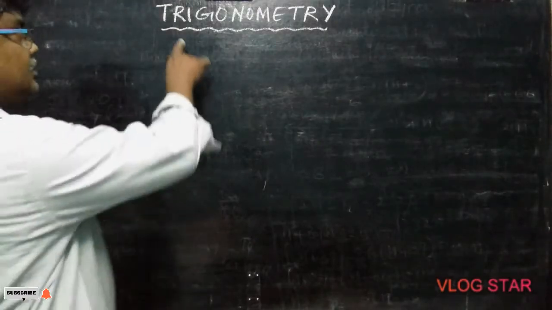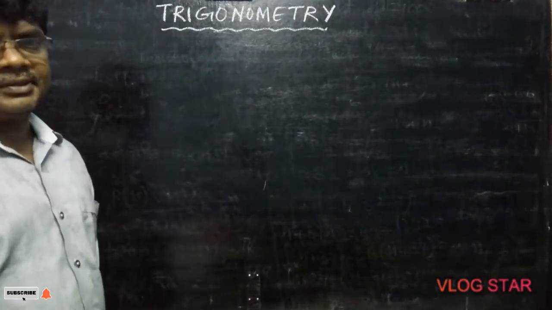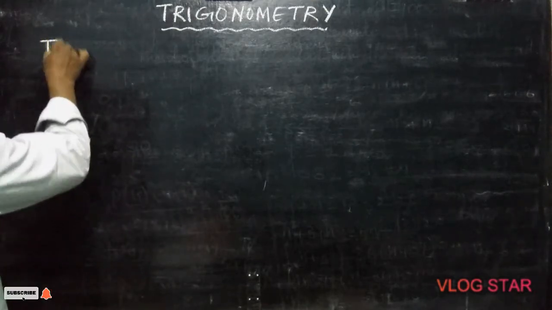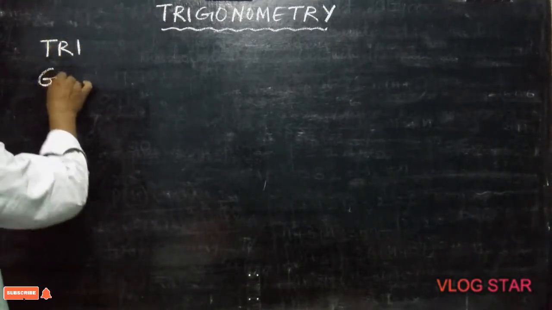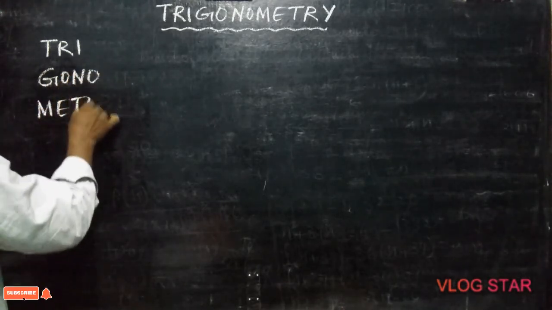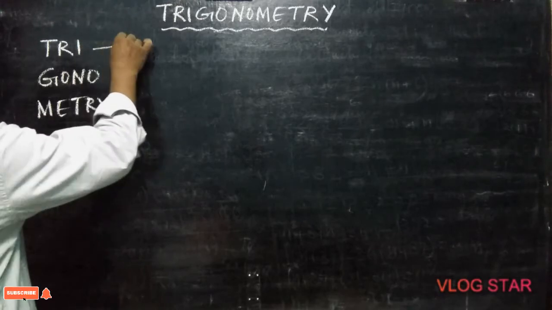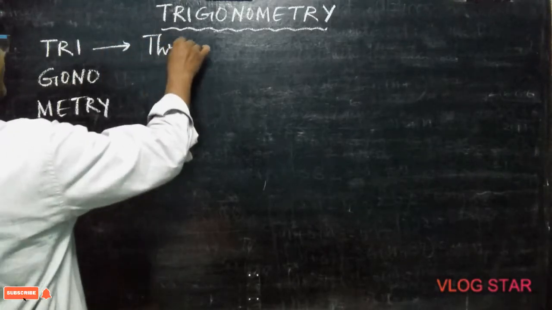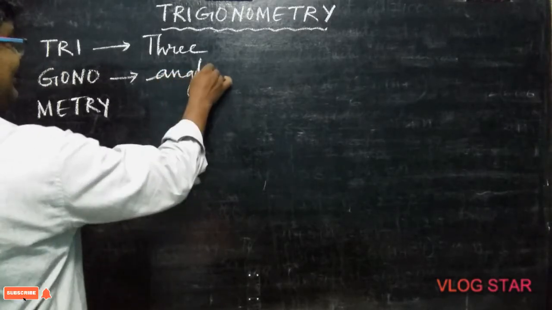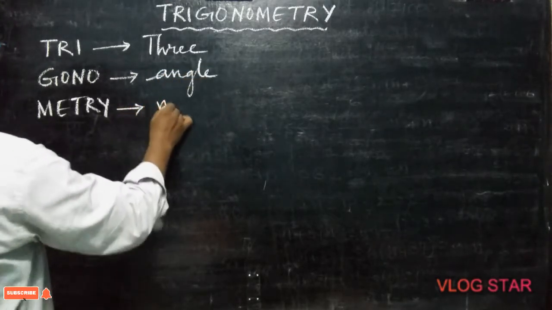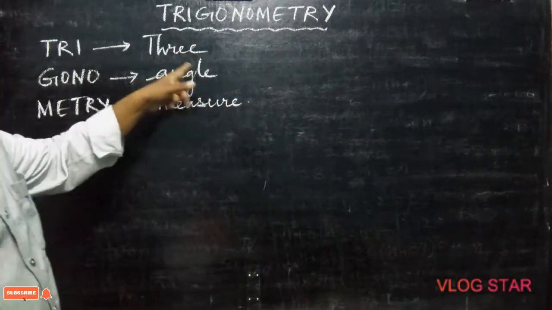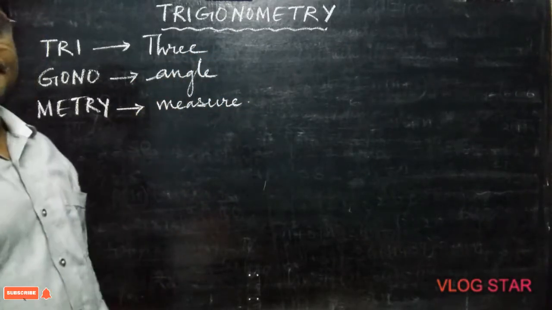Hi students, today we are going to learn the trigonometry chapter. What does trigonometry mean? We can separate it like this: Trigonometry. Tri means 3, gono means angle, and metry means measure. So trigonometry means three angle measure.